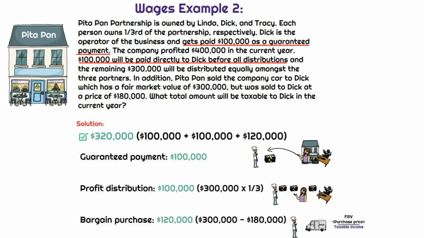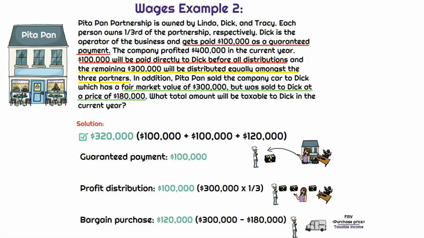Okay, but Dick also received a profit distribution, right? The remaining $300,000 from the profits are getting distributed equally. $100,000 is getting reported on Linda's tax return, $100,000 is getting reported on Tracy's tax return, and $100,000 is getting reported on Dick's tax return.